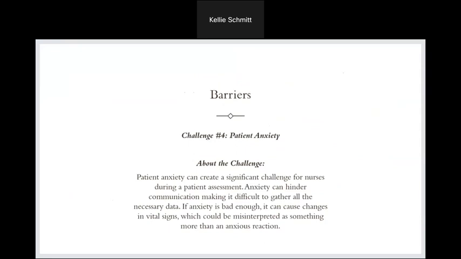Another barrier. What if the patient is anxious? Patient anxiety can create a significant challenge for nurses during a patient assessment. Anxiety can hinder communication, making it difficult to gather necessary data. As you know, if anxiety is bad enough, it can show an increase in blood pressure. It could be misinterpreted as something more than just an anxious reaction. So before you begin an assessment on a patient, take the time to make your patient comfortable. You may not have the time for long conversation or get to know you, but you can be calm and friendly.